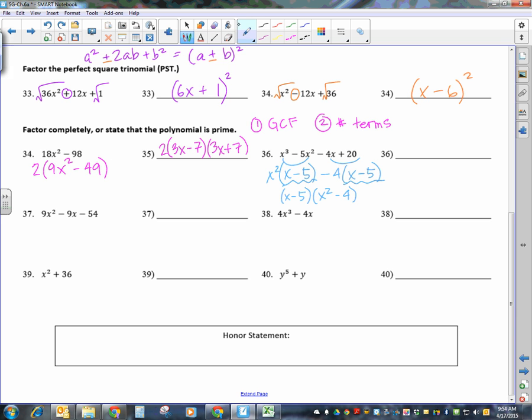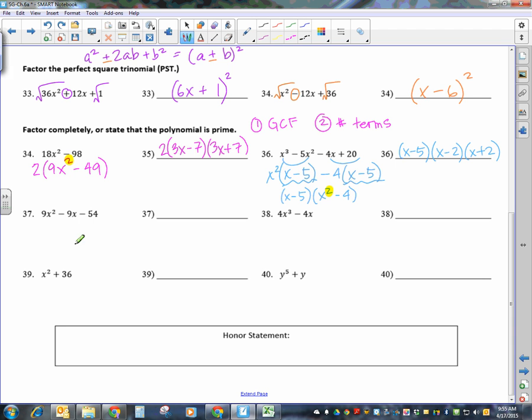Whenever you factor something and you end up with an exponent, you need to always think if it can go further. If you don't have an exponent on your variable, then you know you're absolutely done. But this is again two terms, both of which are perfect squares, so it's going to factor to (x minus 2)(x plus 2).